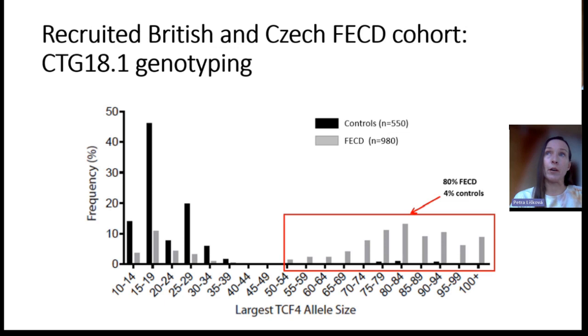So together with Moorfields Eye Hospital, we have also recruited currently nearly 1,000 cases with Fuchs endothelial corneal dystrophy and 550 controls. And here you can see the distribution of the CTG repeat length found. So generally 80% of patients had 1 or 2 expanded copies compared to only 4% of controls.